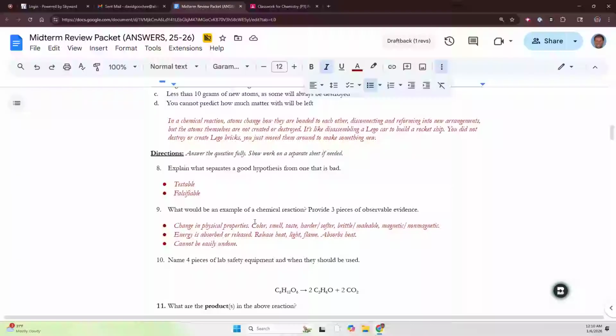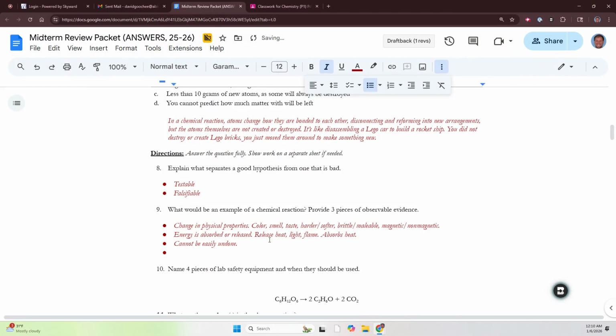So when we think about this: things that change color, smell, taste, all right, become harder or softer, things that absorb or release energy, things that cannot be easily undone. The easiest one that I can think of is burning paper or a log or anything, all right? When you burn something, it is changing color, smell, taste, it is releasing heat, light, and flame, and you cannot unburn it, all right?